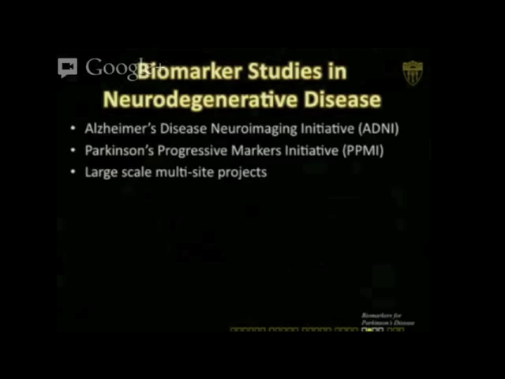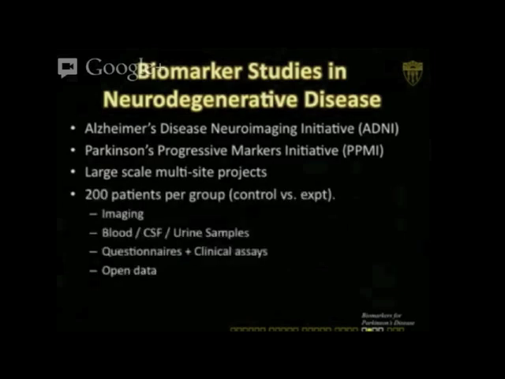The idea is that they capture and track 200 patients in a disease group and a non-disease group over a period of 5 years. They capture imaging data, they capture blood, they do spinal taps and take cerebrospinal fluid and freeze it so that people can do secondary backup studies to look for specific things within the tissue. They do questionnaires, clinical assays, and look for any clues that may suggest a transition and progression of the disease.